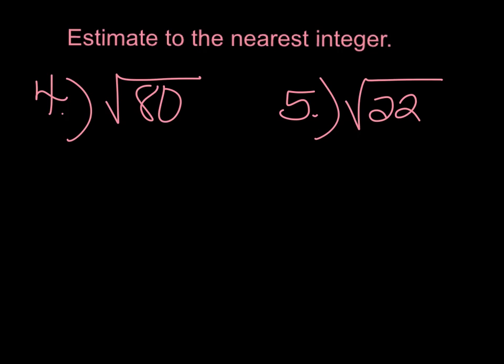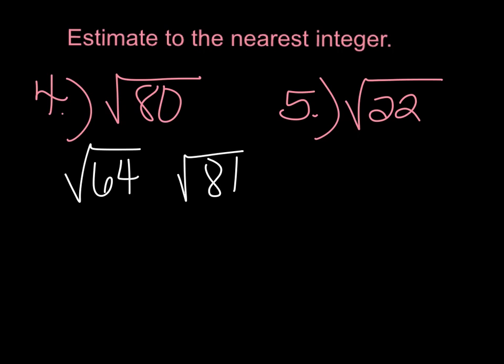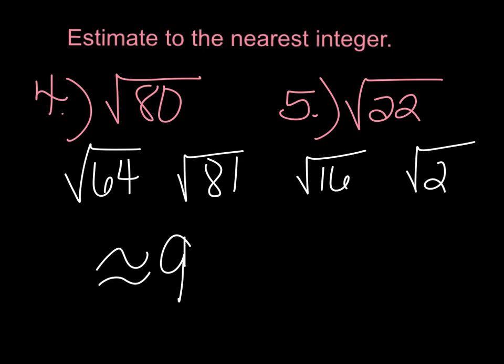Number 4 is the square root of 80. It is very close to 8 times 8, which is 64, and 9 times 9, which is 81. It's closer to 81, so it's about 9. Number 5, the square root of 22, is between the square root of 16 and the square root of 25. It's closer to 25, so it's about 5.